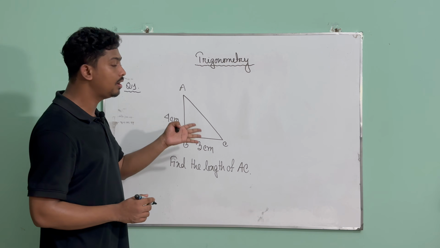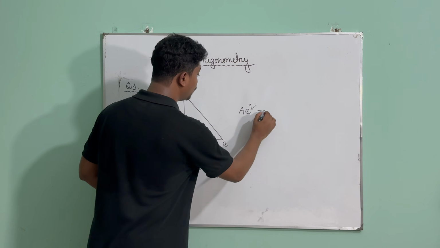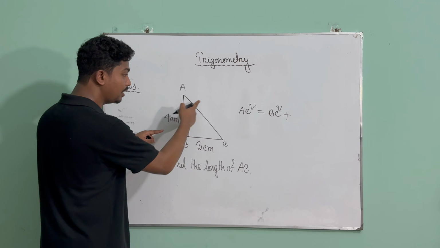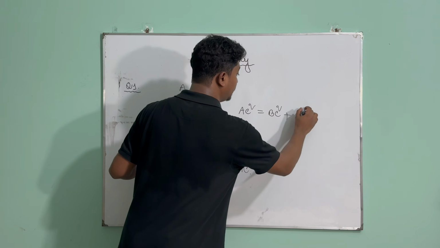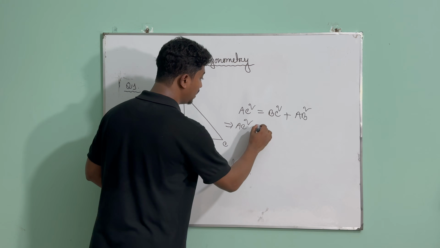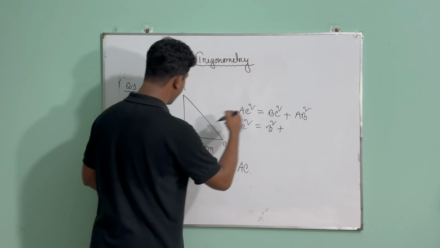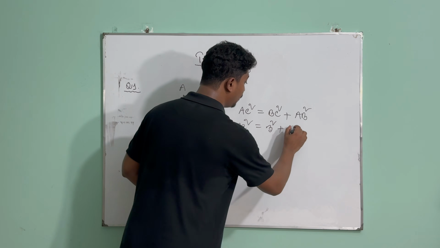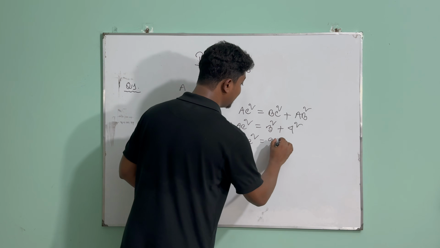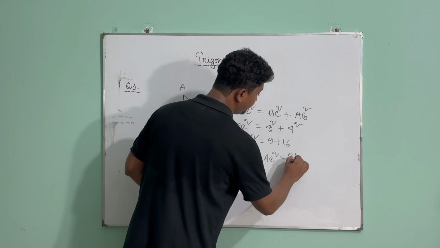Now, what do we know from the Pythagoras theorem? That hypotenuse square, that means AC square, will be equal to BC square plus AB square, right? Now we have basically all the values except AC square. Let's put it like this: AC square equals, we have BC, which is 3, so square on 3, and then we have AB, which is 4, so square on 4. Then we have AC square equals 9 plus 16, right? So AC square is equal to 25.